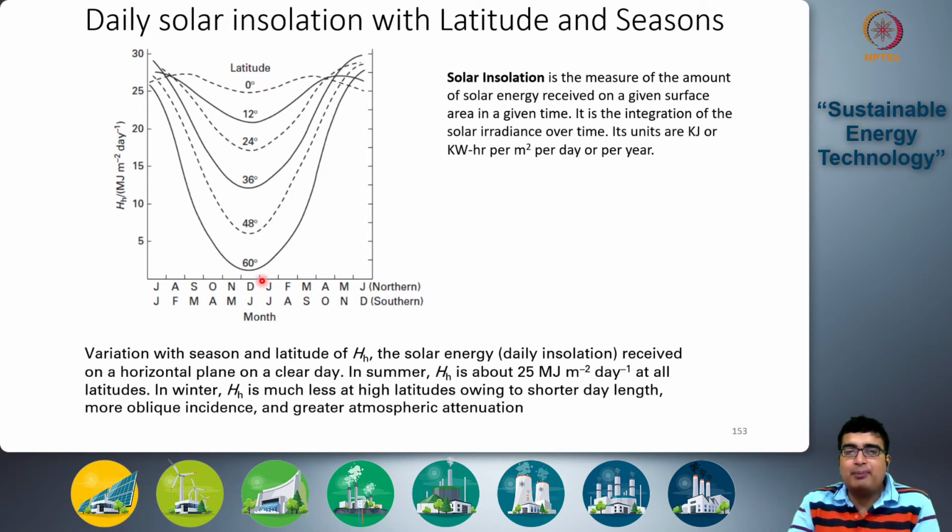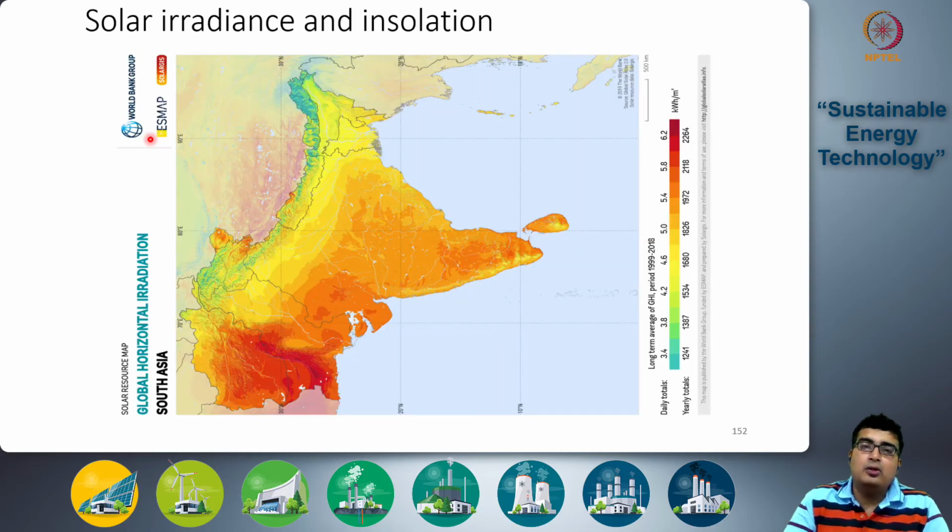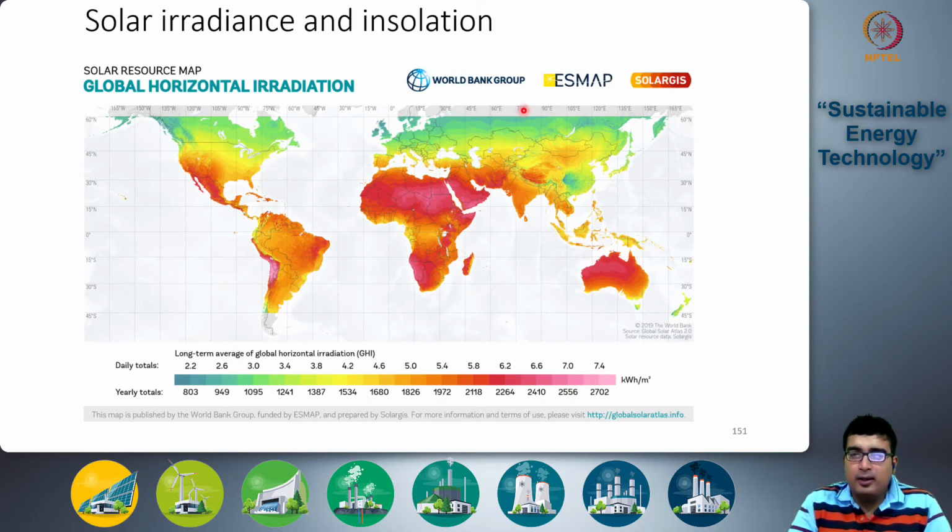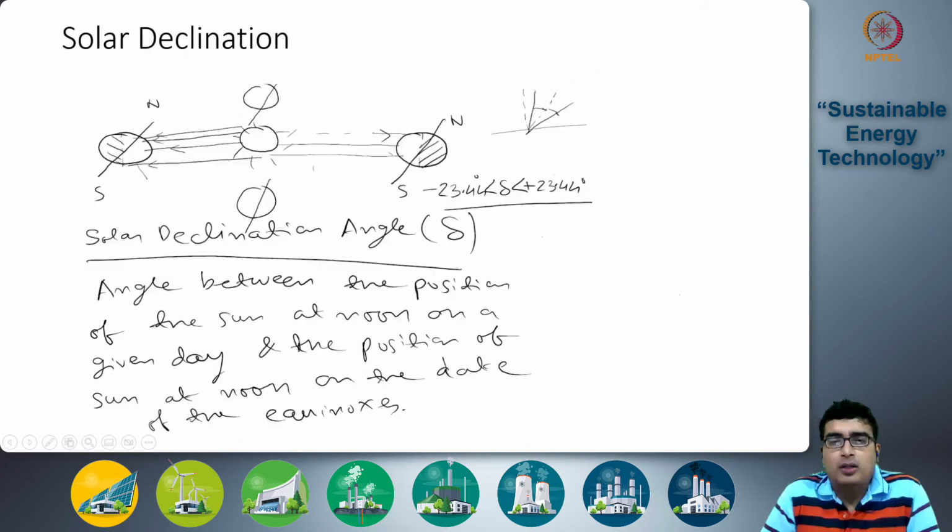So for example, if you look at 60 degrees, the values are below 5 megajoules per meter square per day between October to February in the northern hemisphere. Okay. So this cannot be compensated by the still reasonably high insolation values in the summer season in that same latitude. So that is why you are getting lower and lower values of yearly or daily average insolation in the high latitudes. Okay.